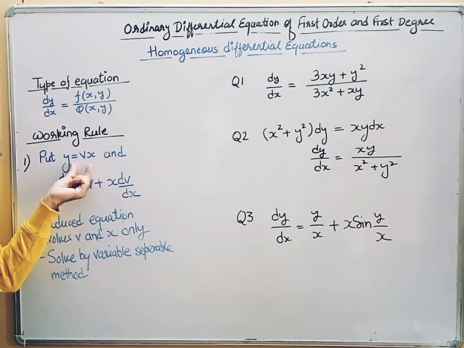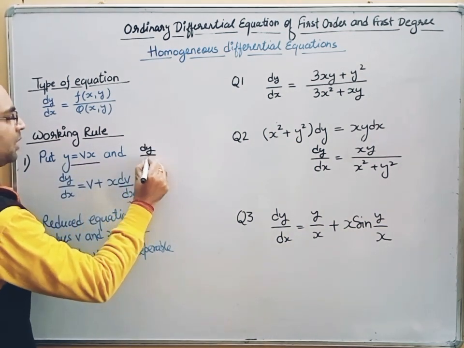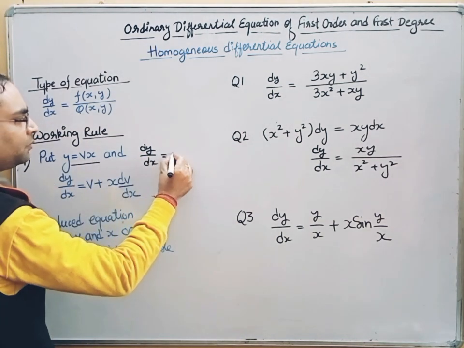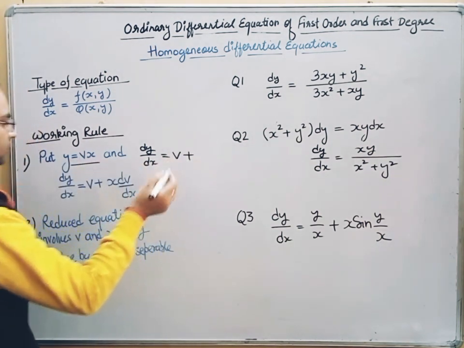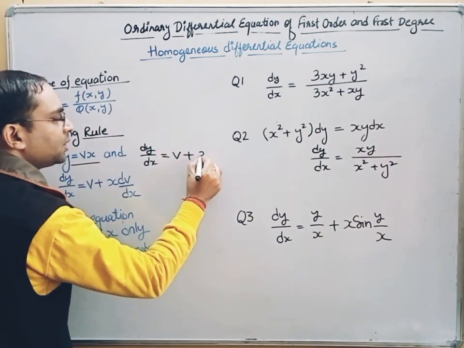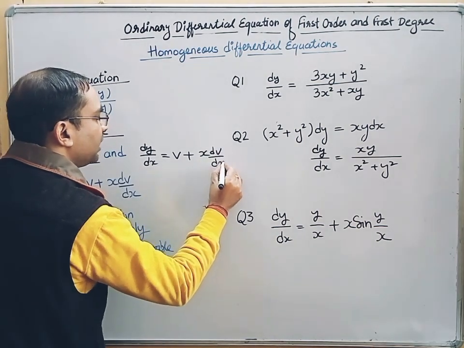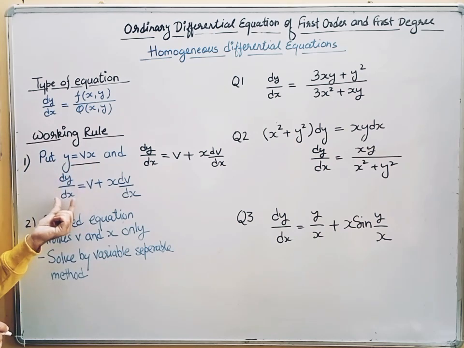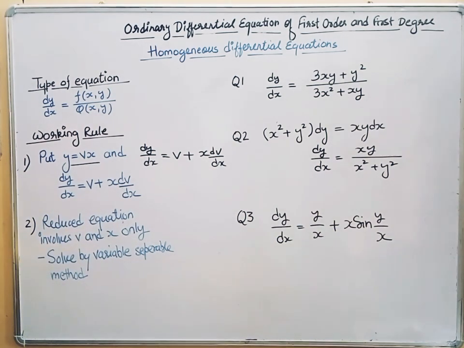So let's differentiate this equation. On the left hand side, this will be dy by dx, and we will perform the product rule. So according to the product rule, first function v, second function x, the derivative of x is 1, plus second function as it is, which is x, and derivative of the first function. So this is dv upon dx. So we have to substitute y as vx and we have to substitute dy by dx as v plus x dv by dx. Just by doing this, our equation will be reduced in two variables, v and x only.